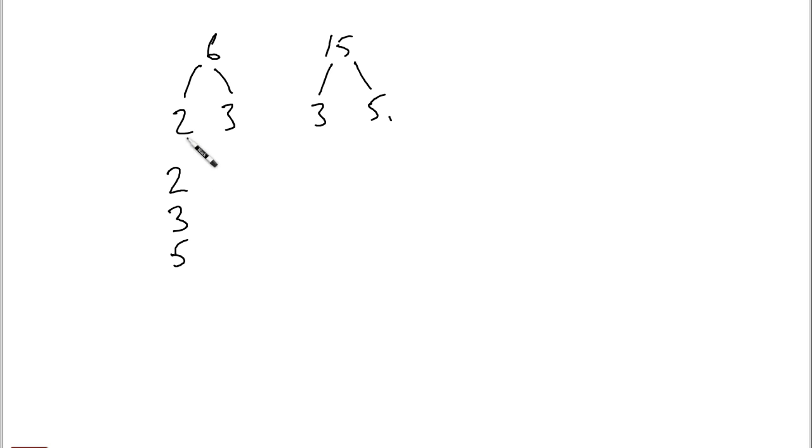The highest power of 2 I have up here is 2 to the power 1, or just 2. The highest power of 3 I've got is 3 to the power 1, or just 3. The highest power of 5 I have is 5 to the power 1. So the answer is 2 times 3 times 5, which equals 30. That's the lowest common multiple of 6 and 15.